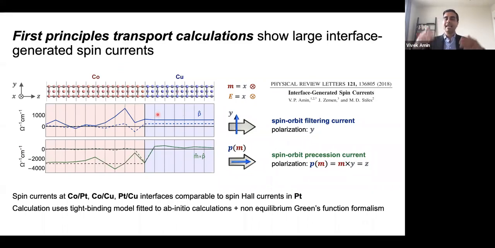And so what happens then is, as the electrons scatter off the interface, they create these spin currents. And we're plotting the various spin currents that are created by this scattering in these two panels down here. So the first panel shows a spin current which is flowing out of the interface plane, where the spins are pointing along the direction Y. So this is essentially what you would expect from this spin orbit filtering mechanism, which I showed you earlier.